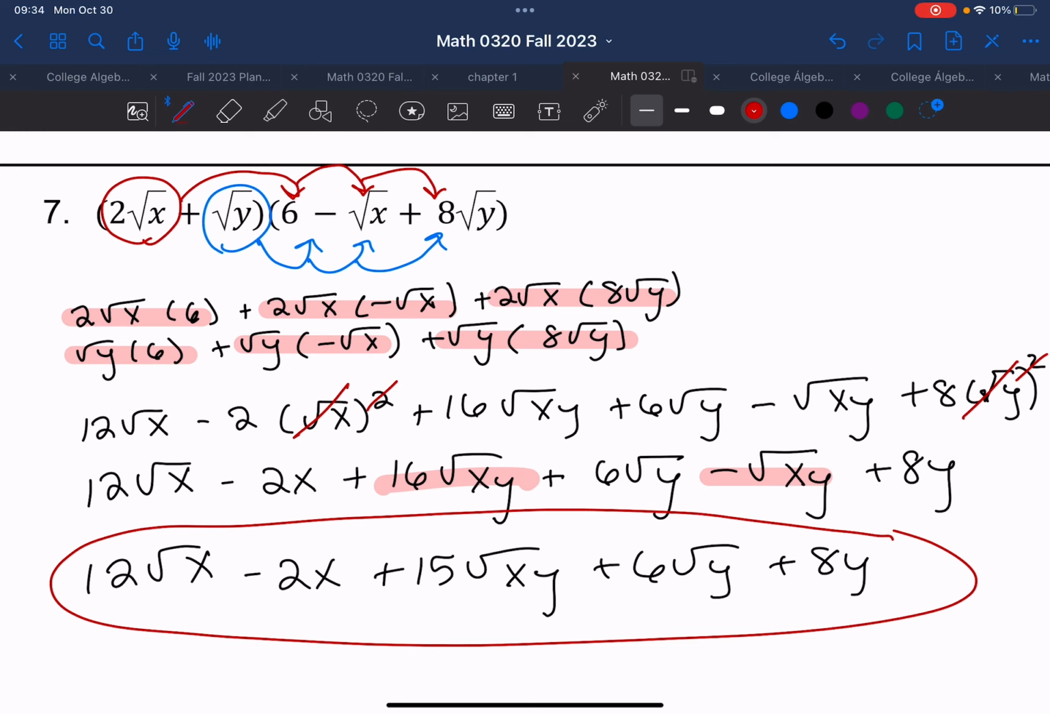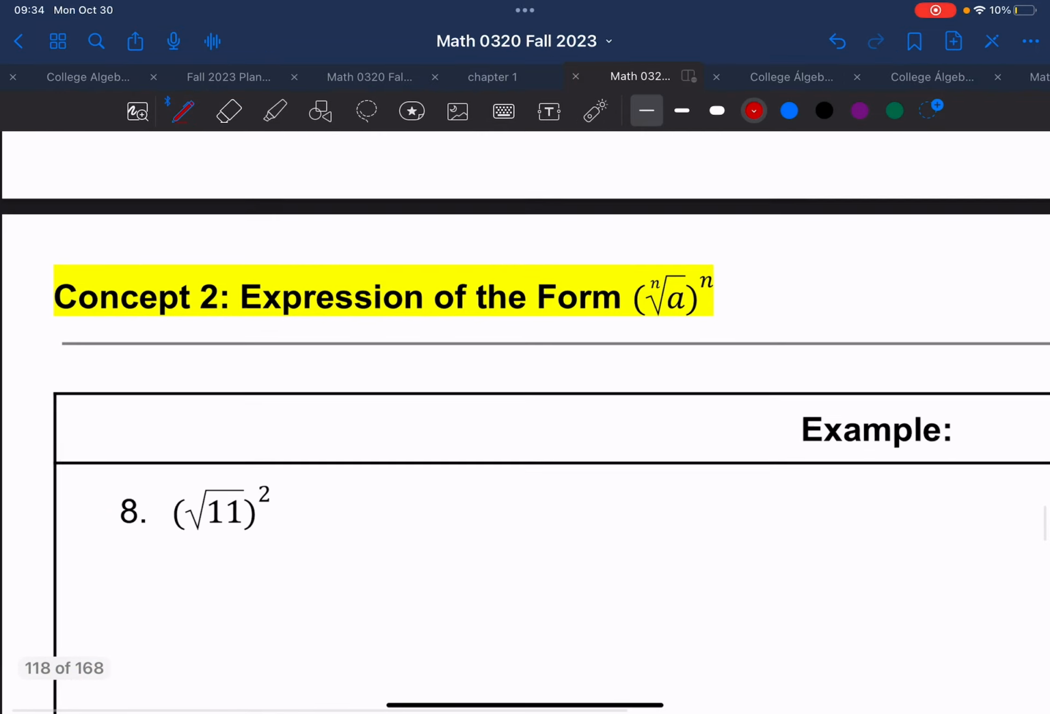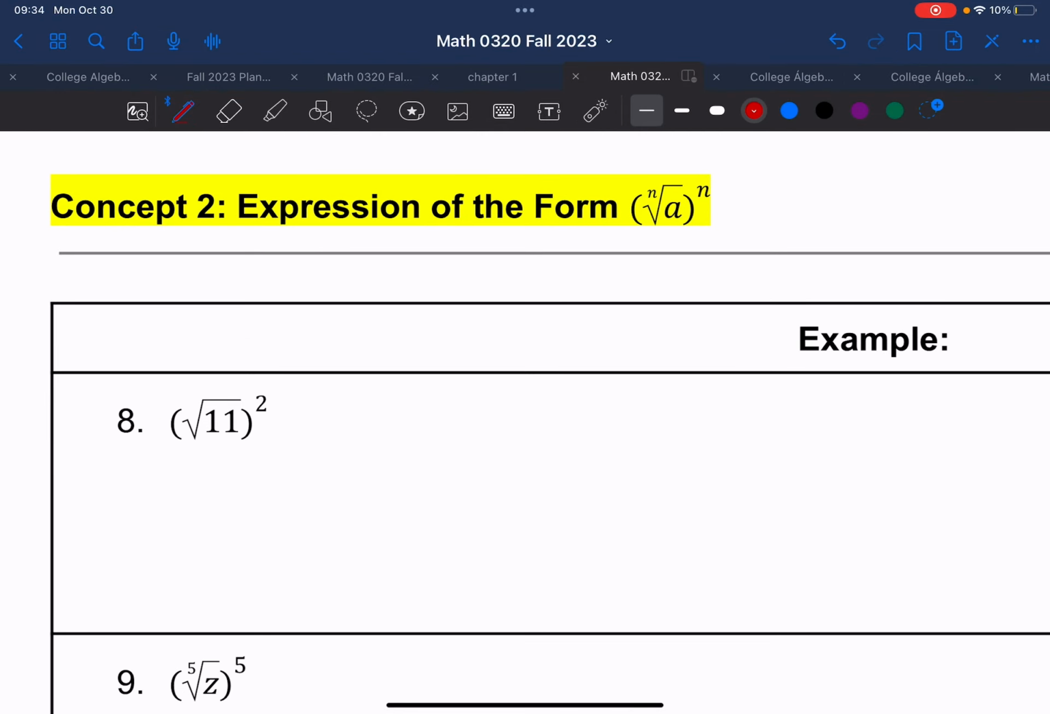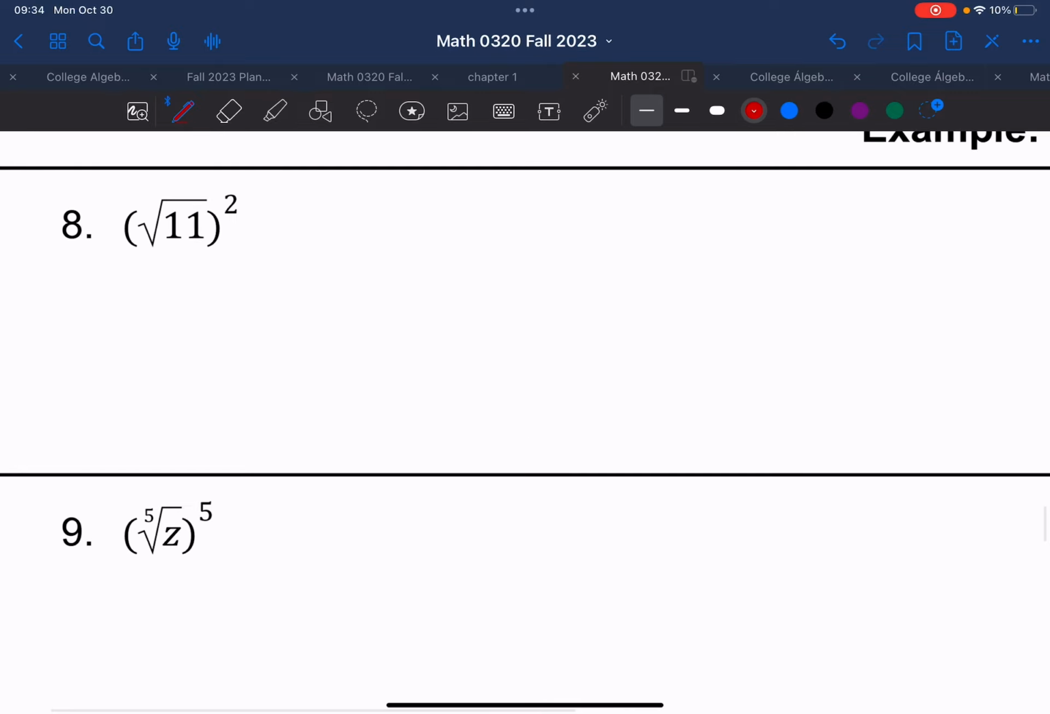The next concept we talk about a lot already in these problems, and that's concept 2, the expression of the form nth root of a to the n. All this is saying here is that if we have the square root of something and then we square it, what happens to those square root and squares? They cancel. So that means the square root of 11 squared is equal to 11. That's our answer. So if our nth root matches our exponent, they cancel.